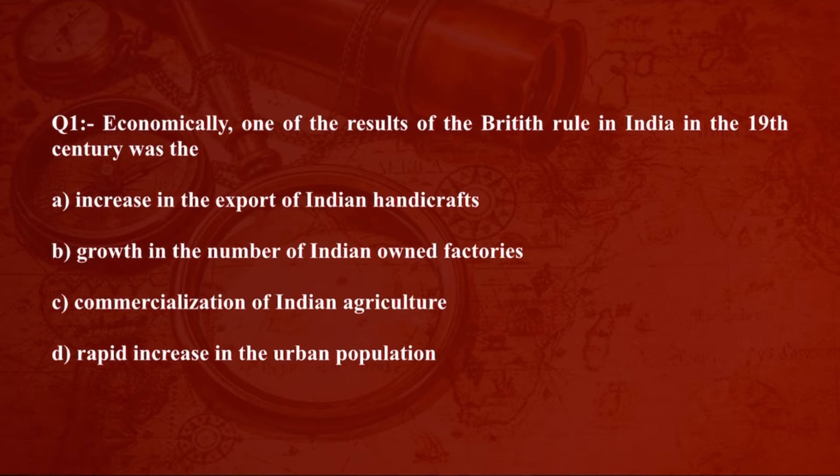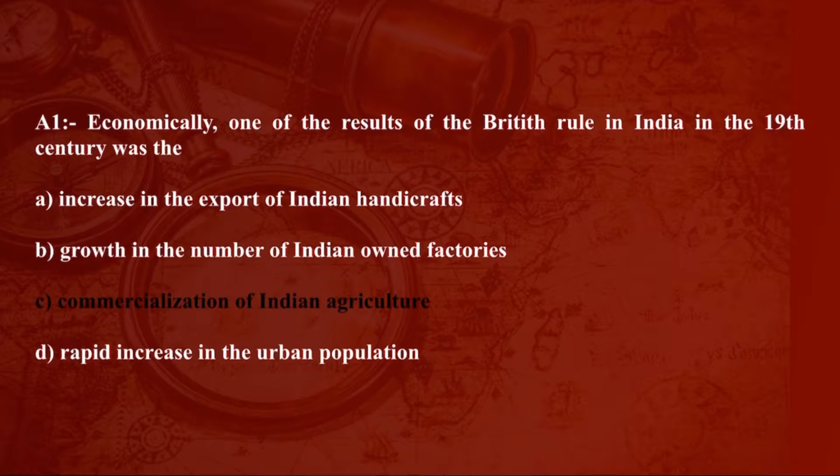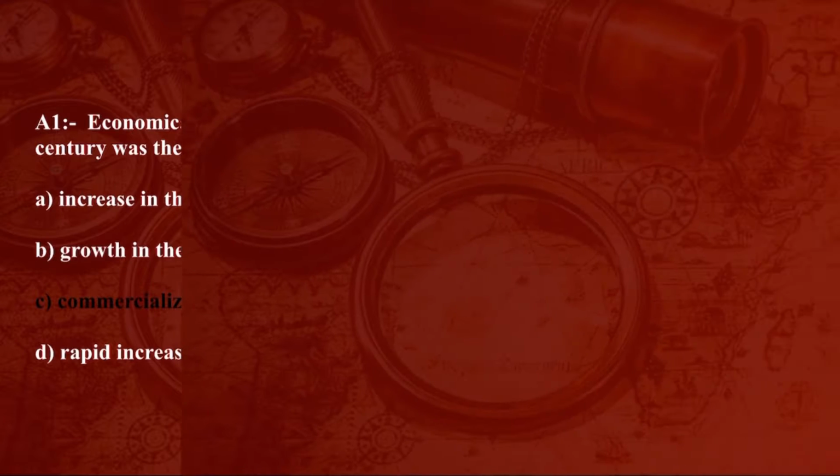So question number 1 is, economically one of the results of the British rule in India in the 19th century was: option A, increase in the export of Indian handicrafts; option B, growth in the number of Indian-owned factories; option C, commercialization of Indian agriculture; or option D, rapid increase in the urban population. So answer of this question is option C, commercialization of Indian agriculture. Now let's see the explanation.